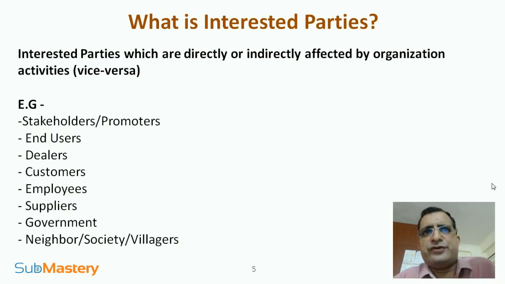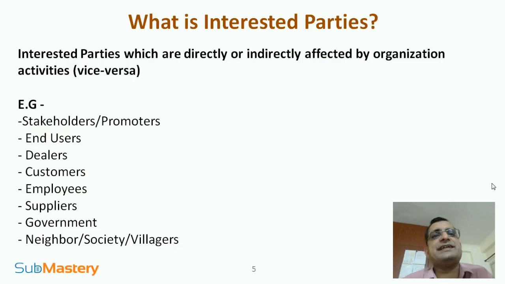But before that, what are interested parties? What do you understand by interested parties? Interested parties are those directly or indirectly affected by organization activities. There could be so many, for example stakeholders, promoters, end users, dealers, customers, employees, suppliers, government, neighbors, society, villagers in which the company is located. So these all could be interested parties.